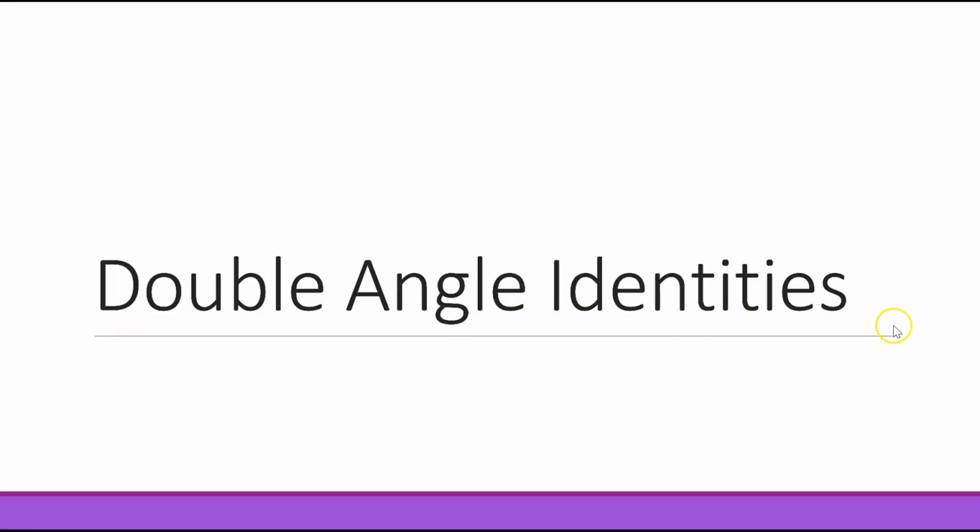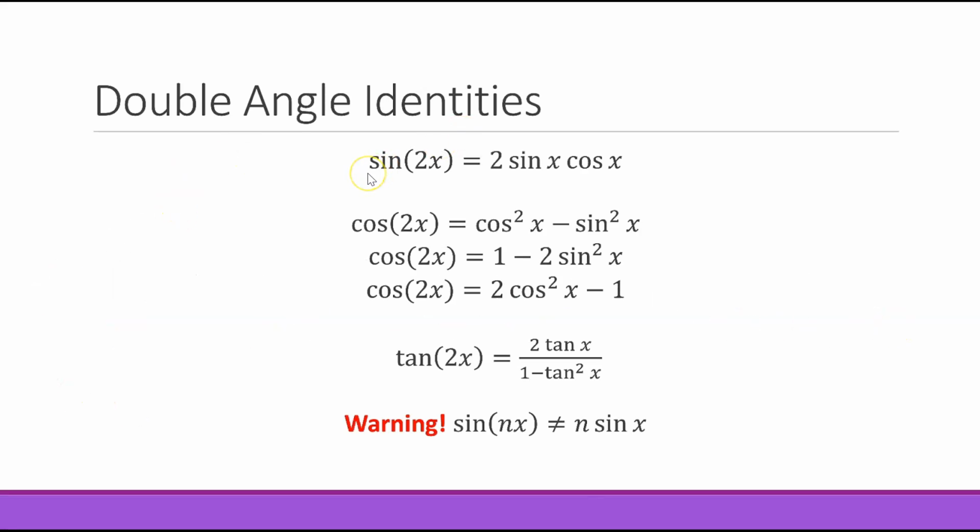Double angle identities. Here are the double angle identities. Sine of 2 times x is equal to 2 times sine x times cosine x. For cosine of 2x, we have 3 different versions. Cosine of 2x is equal to cosine squared x minus sine squared x, 1 minus 2 sine squared x, 2 cosine squared x minus 1, and then tangent of 2 times x is equal to 2 times tangent x all over 1 minus tangent squared x.